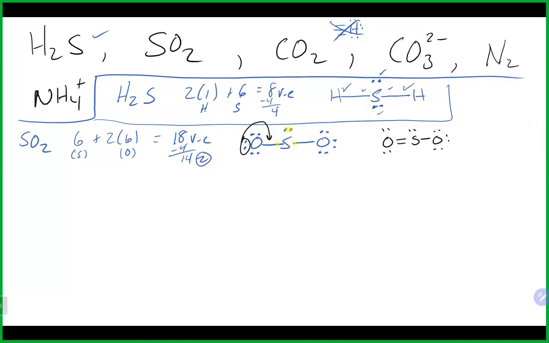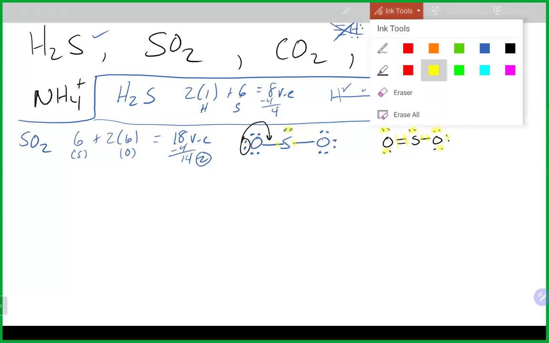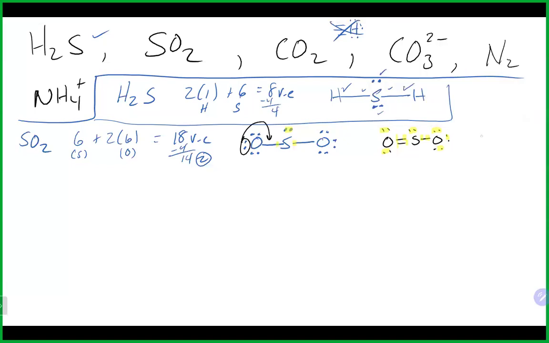Everybody has 8. 2, 4, 6, 8. Everybody has 8 electrons around it. This is also one that you could have done a resonance structure for. You could have absolutely double bonded the other side, and you would end up with a structure like that. So again, either one would have been perfectly fine, as they are resonance structures of each other.